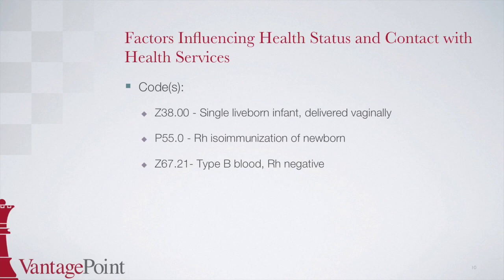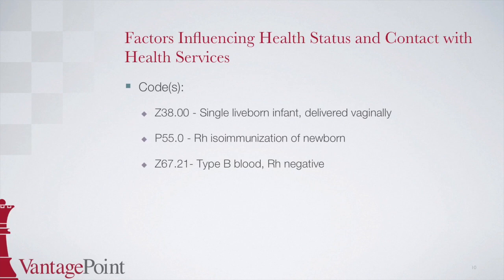Our final code is Z67.21, type B blood RH negative. Remember that we now have the ability to capture this in ICD-10, and it is relevant to this encounter because of the RH incompatibility between the mother and the newborn.